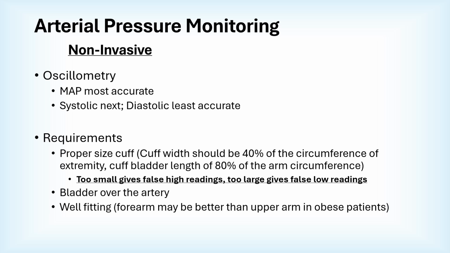Improper cuff size can lead to over or underestimation of blood pressure. You want to ensure that the cuff width is 40% the circumference of the extremity and the bladder length is 80% extremity circumference. The cuff bladder should be well placed over the artery, and with our more obese patients, a forearm cuff may give a more accurate measurement depending on cuff size.